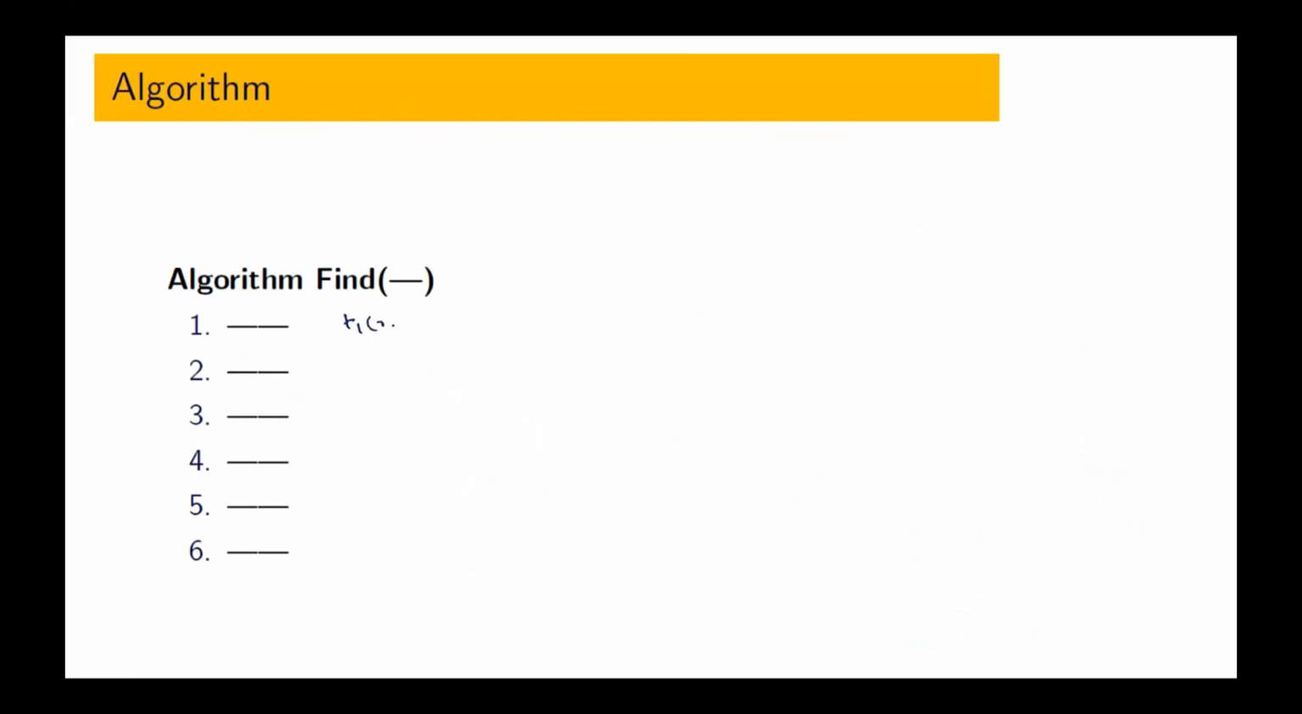If this is T1 of n, this is T2 of n, this is T3 of n, and this is T6 of n, the number of times counted, then finally T of n is the summation, sigma i equal to 1 to 6, Ti of n. Is that okay? This is our running time or operation count. Same thing, we call it operation count.